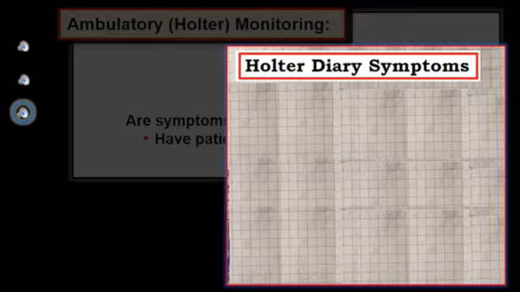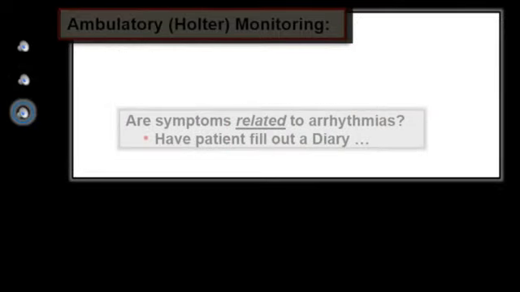Event monitors. In recent years, there has been a tendency favoring event monitors, in which the patient presses a button to begin recording the moment that symptoms are experienced. While this reduces some of the dependence on the patient's diary, the challenge to us remains to try and correlate symptoms with arrhythmias.